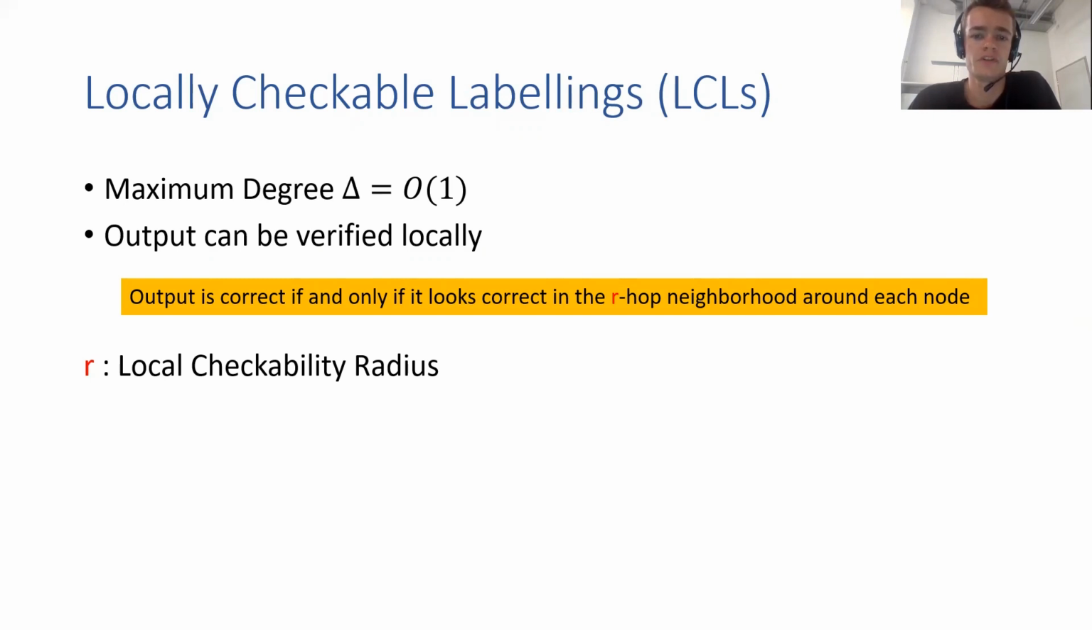Let's take coloring as an example. If you don't have a valid coloring, then there exists a monochromatic edge, and hence there exists one node which can detect, by just looking at its one-hop neighborhood, that this coloring is not valid. And these locally checkable labelings include a large class of problems: coloring, matching, MIS, and so on.